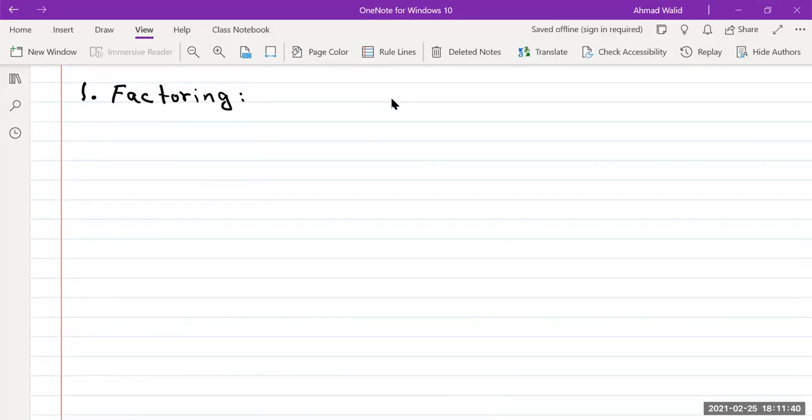Let's start with the example. Example number 1. For example, they're asking you to solve by factoring x squared plus 9x plus 20 equals 0. Usually, when you solve a quadratic equation, you get 2 answers for x. You get 2 answers for x. Correct?